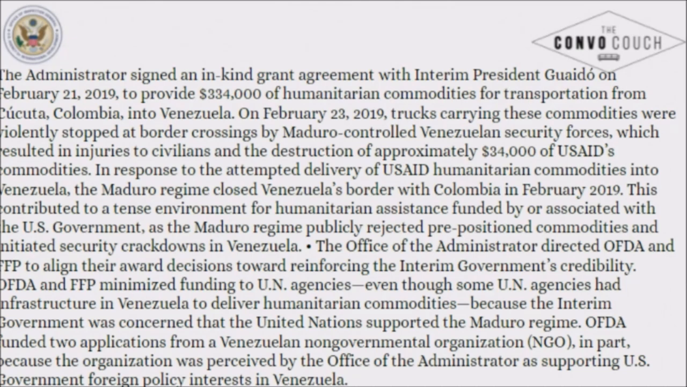The Office of the Administrator directed the OFDA and FFP to align their award decisions towards reinforcing the interim government's credibility. The OFDA and FFP minimized funding to the UN agencies, even though some UN agencies had infrastructure in Venezuela to deliver humanitarian commodities, because the interim government was concerned that the United Nations supported the Maduro regime. Right here, guys, they're telling you that they literally minimized the funding to other agencies that could deliver this aid because they were cooperative or supposedly cooperative with the Maduro regime.